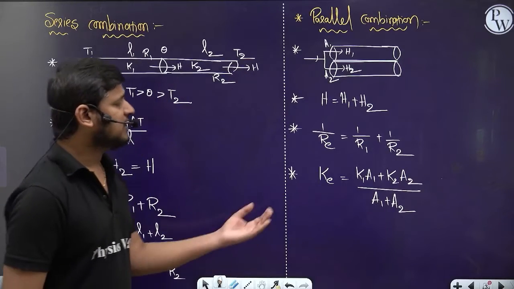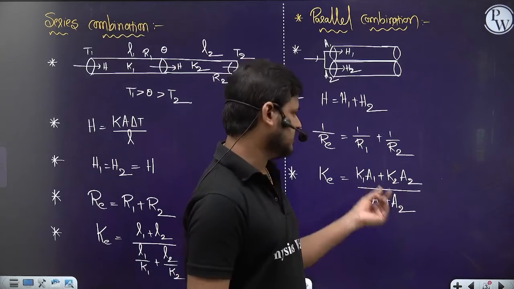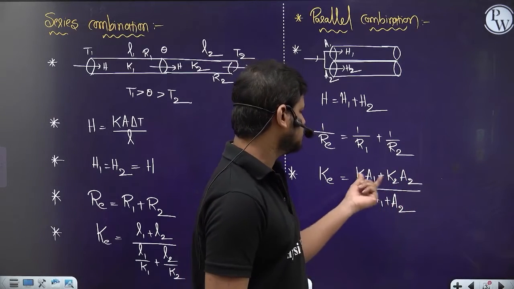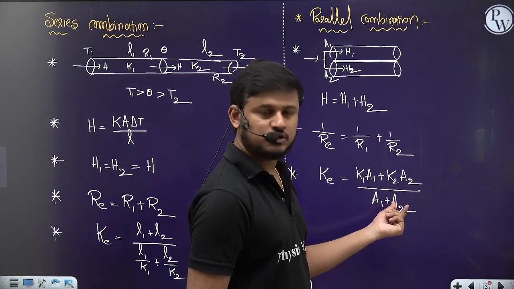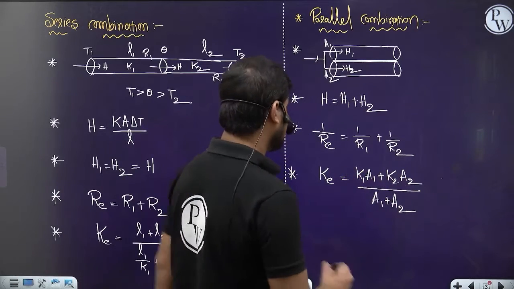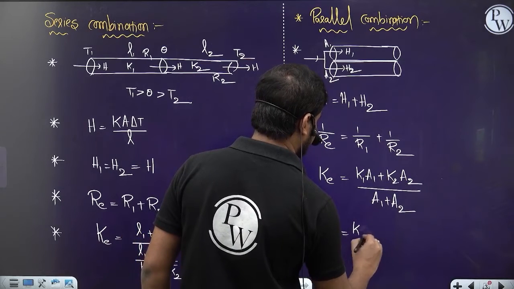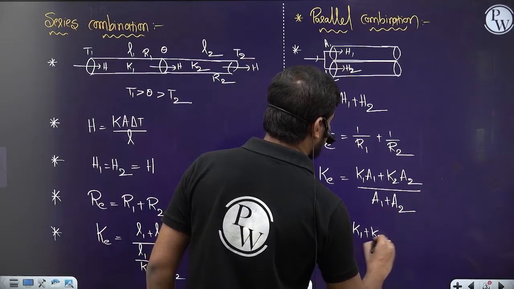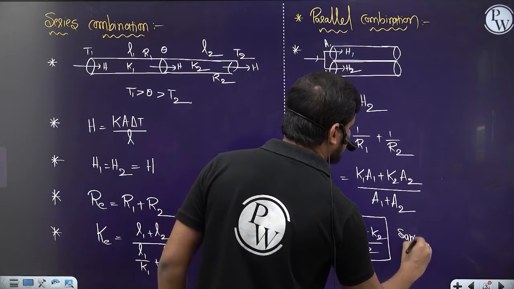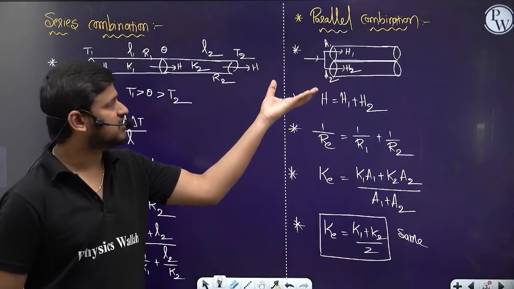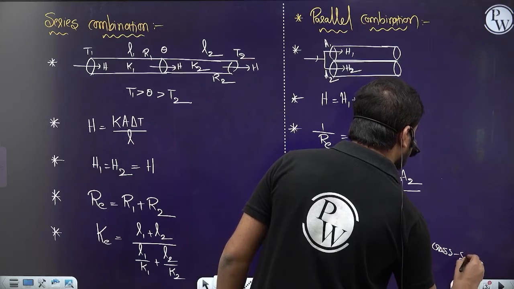Chalo. If they have the same cross sectional area, then what can we do? K1 plus K2 by 2. Yes or no? If they have the same cross sectional area, then we can write K1 A plus K2 A by A plus A, that is 2A. If you take A common, A will cancel, and K equivalent will be equal to (K1 plus K2) by 2. So for two conductors having the same cross sectional area, connected in parallel like this, this will be the formula, right?